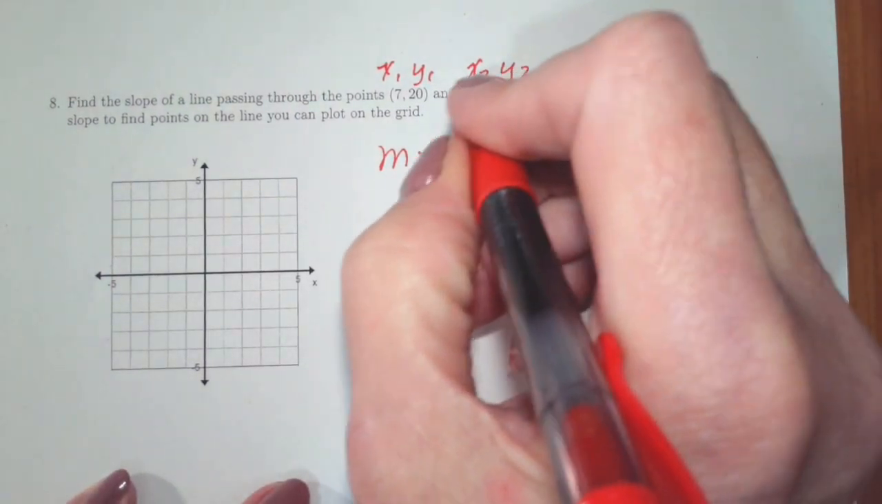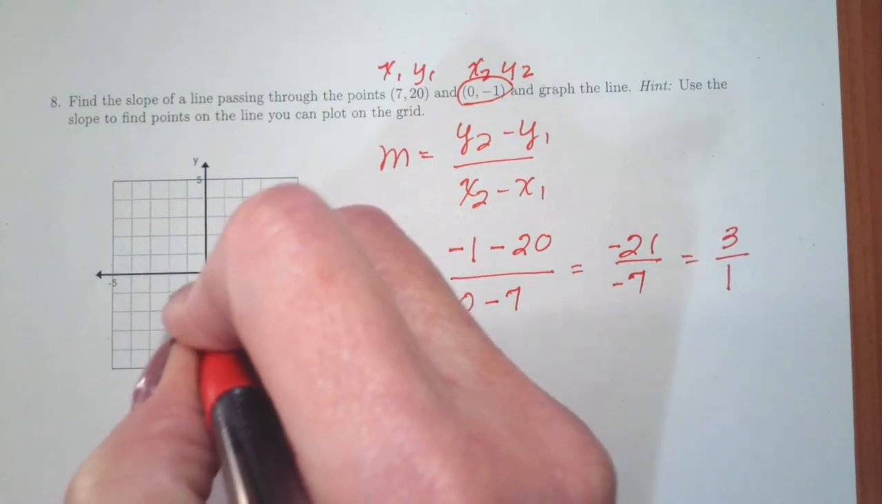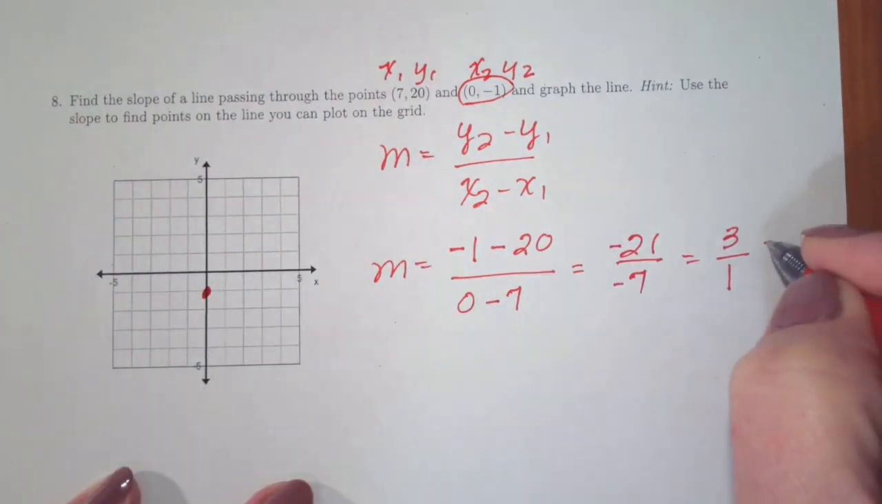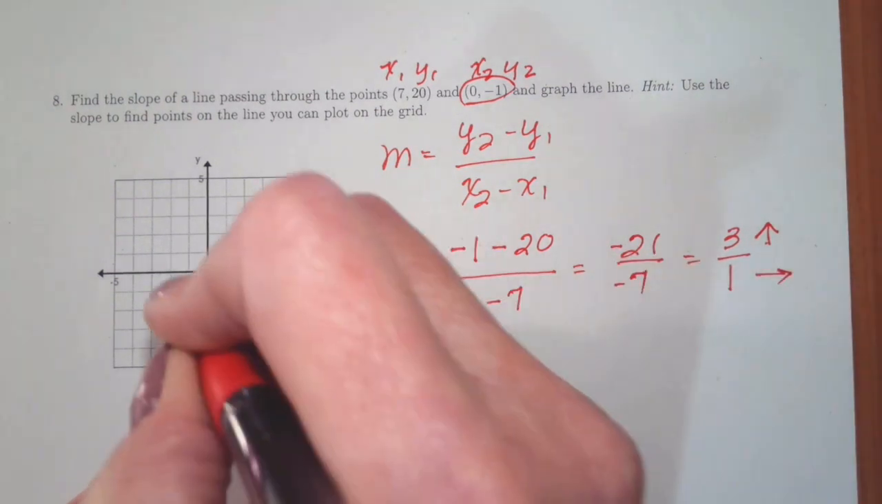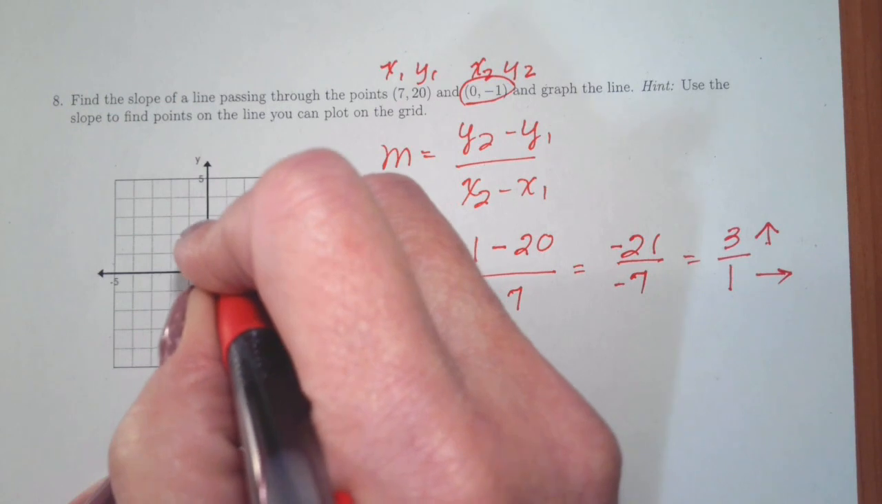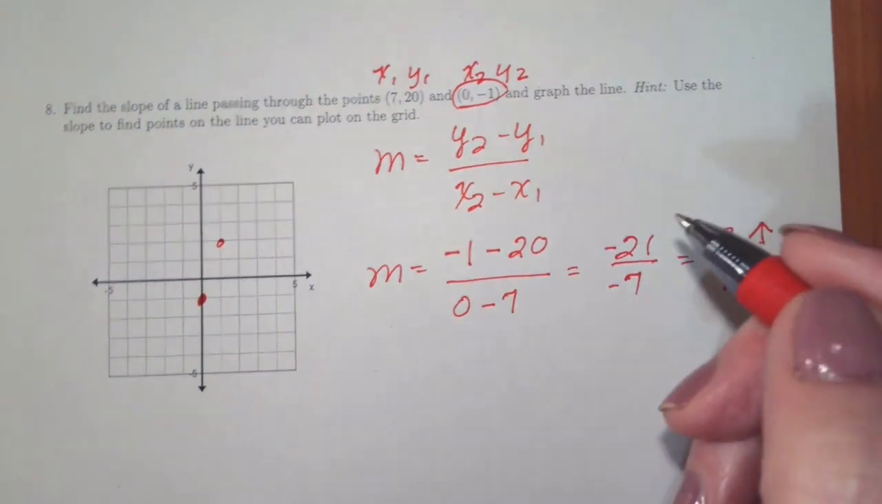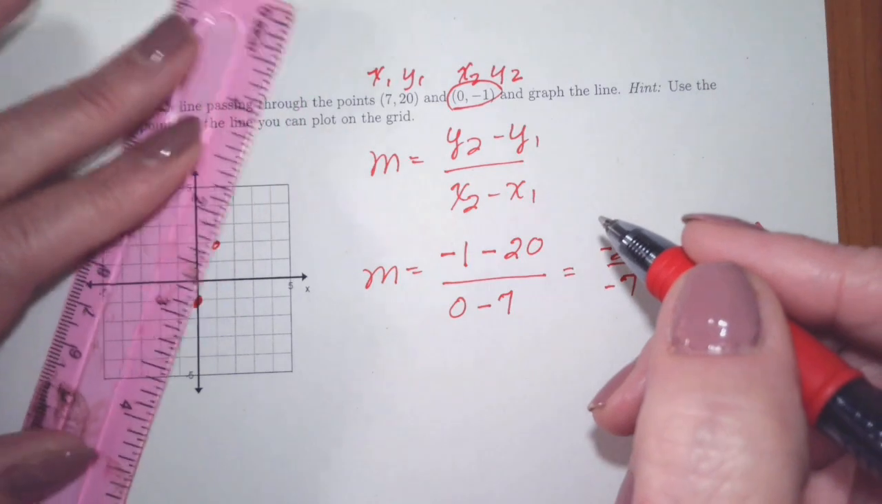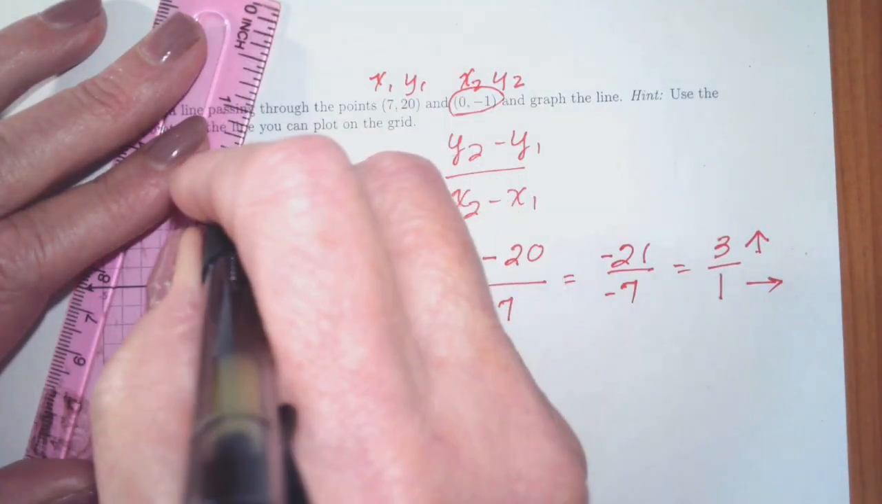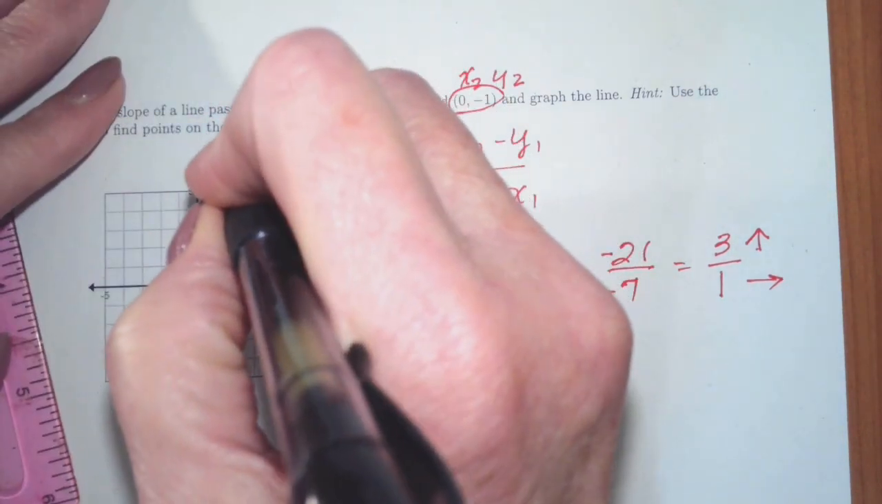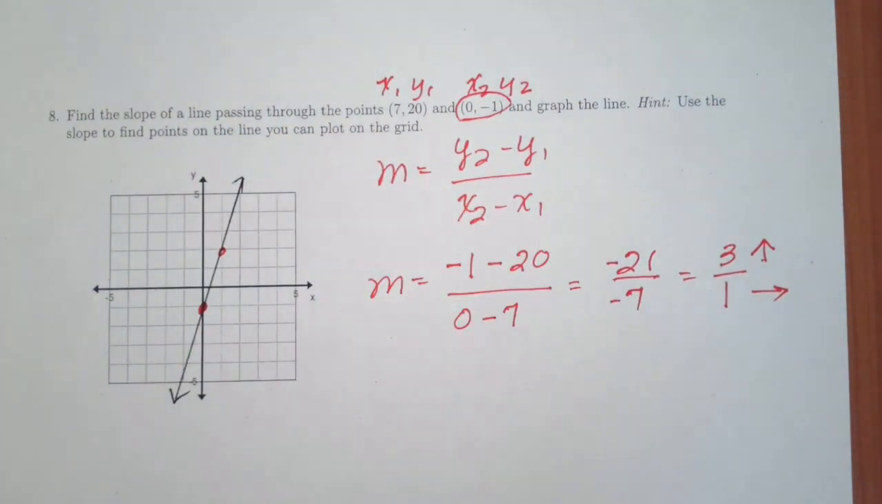So I'll plot the point 0, negative 1. And this tells me from there to find another point on the line, I'll go up 3 and to the right 1. 1, 2, 3, 1. And then I connect my dots. Okay, that's the last problem that involves graphing linears, so I'm going to stop the video and start a new one.